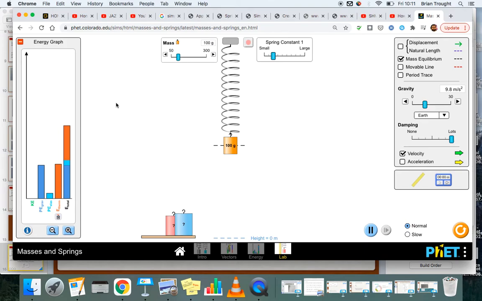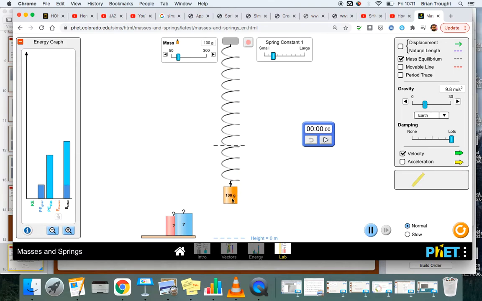Three investigations for you guys based on this applet, all related to the periodic time, or how long it takes for the particle to go from one extreme to the other and back to its original starting position. So I'm going to show you how I do it. I'm going to demonstrate for 10 oscillations or 10 repetitions. I'd ask you to do it for 30 to obtain a more accurate value for the periodic time.